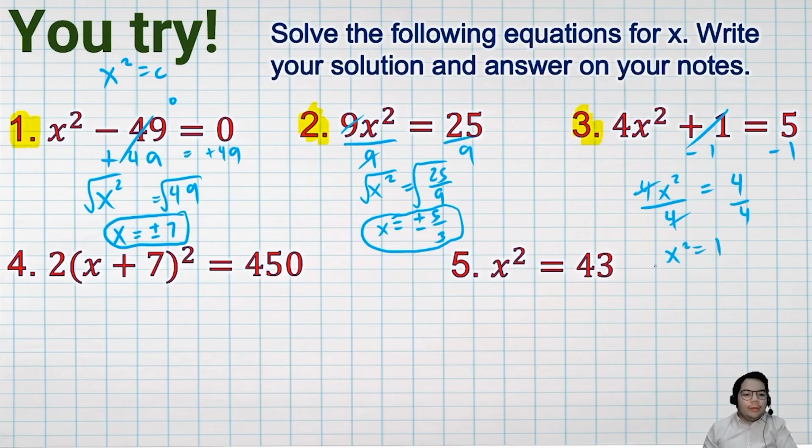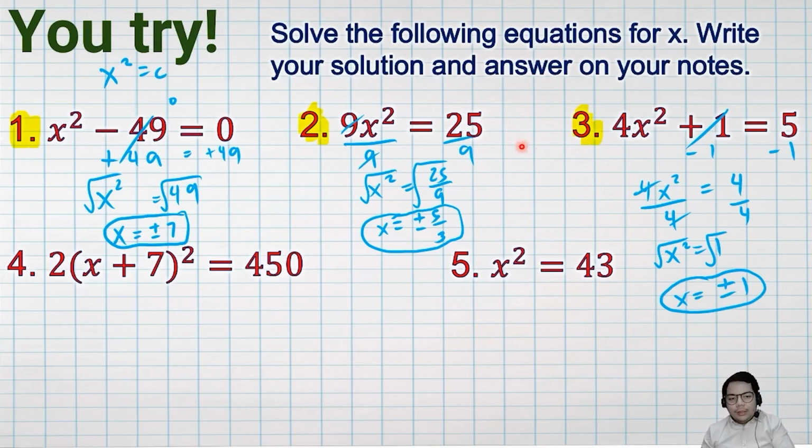Since this is in the form of x squared is equal to c, we get the square root of both sides. Therefore, x equal to square root of 1 is positive negative 1. So if you get the correct answer, very good. Next, yan. So we proceed on number 4. We have 2 times x squared is equal to 450. So ang goal naman natin is to make it x plus a quantity squared is equal to c. Kapag nakita na kayo ng mga binomial, ganyan na dapat.